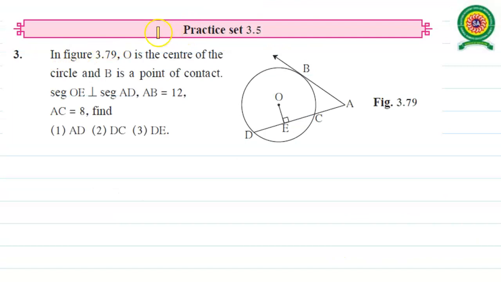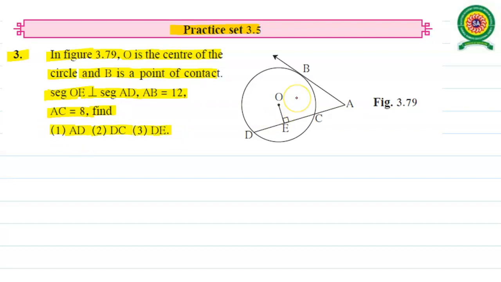Now look at question number 3 from practice set 3.5. In figure 3.79, O is the center of the circle and B is the point of contact of the segment. Just B is the point of contact given. Segment OE is perpendicular to segment AD. AB equals 12, AC equals 8. Find first AD, second DC, and third DE.